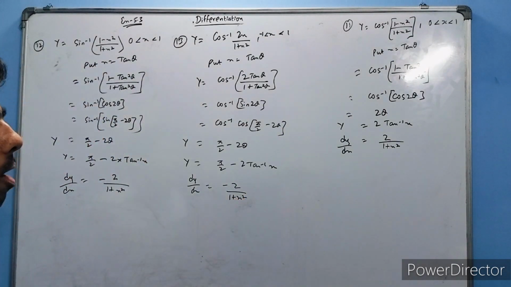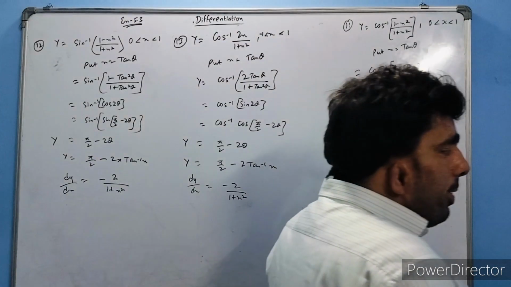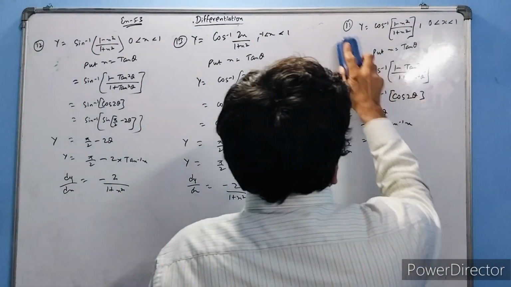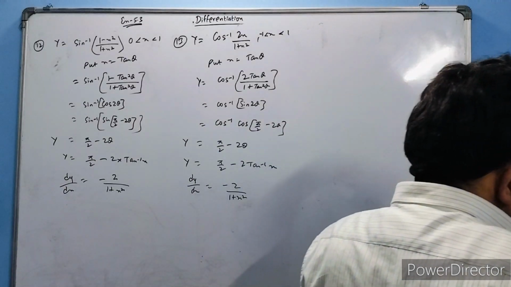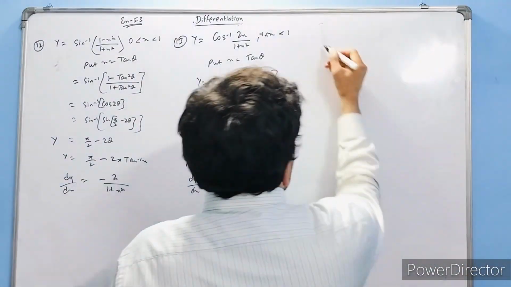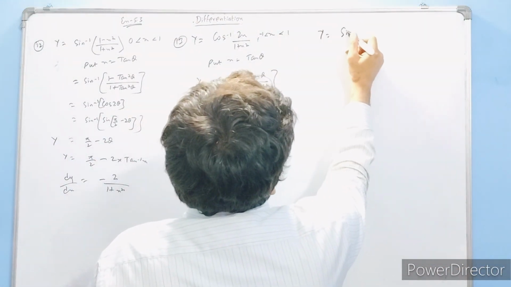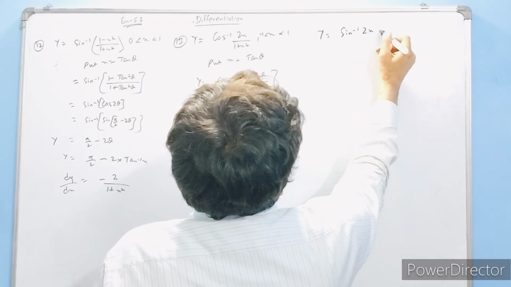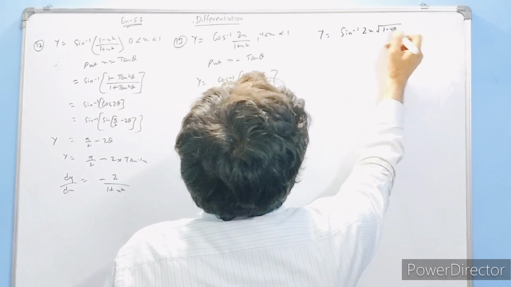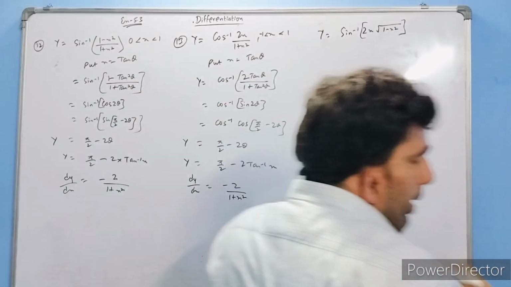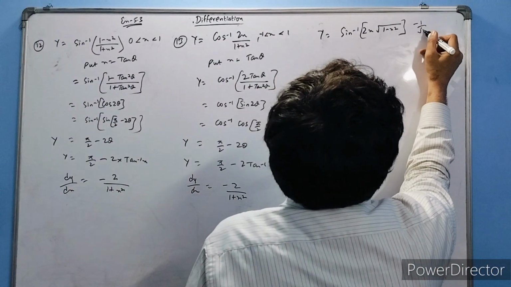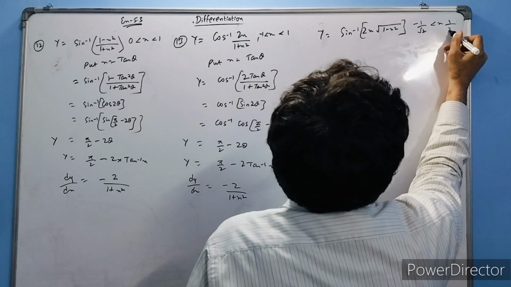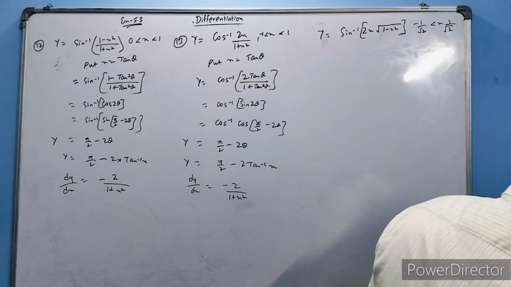Okay, so now let's try to solve the 14th question. Let us see what the 14th question says. Y is equal to sine inverse of 2x root of (1 minus x square), and here they say that x lies between minus 1 upon root 2 to 1 upon root 2. So this is my 14th question.